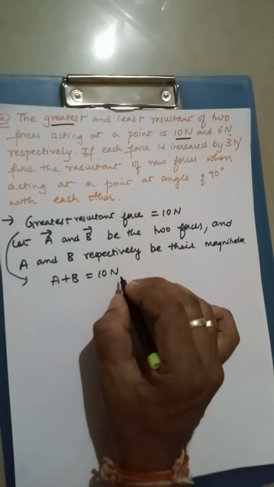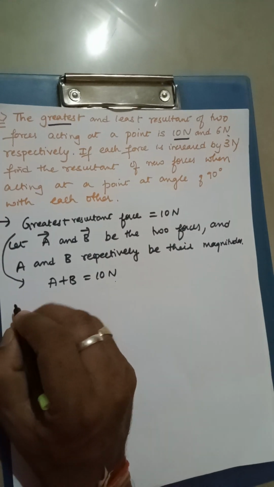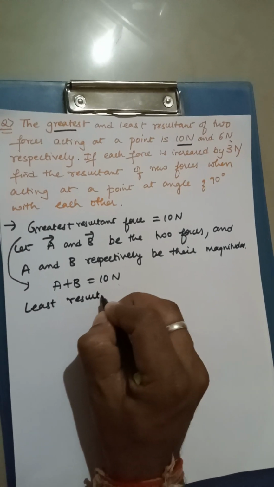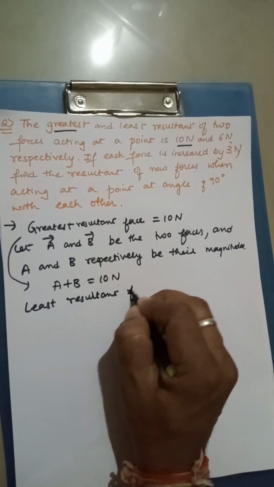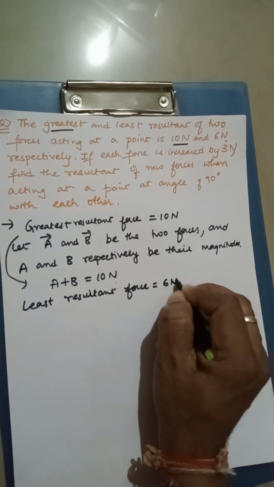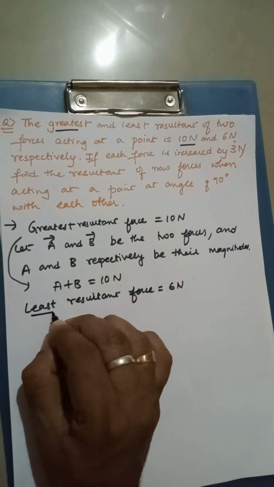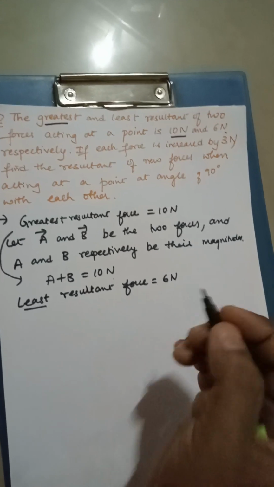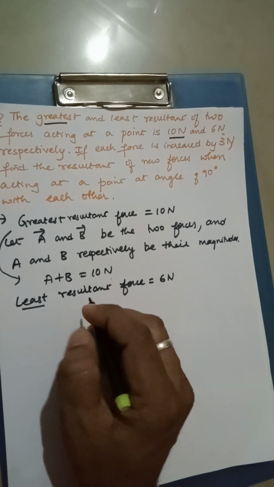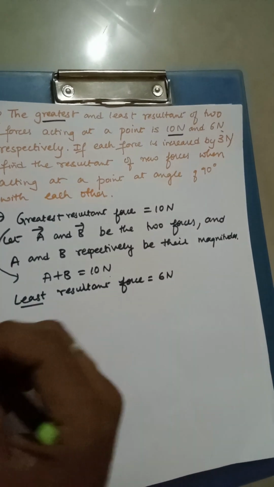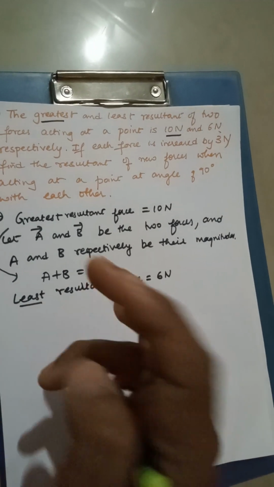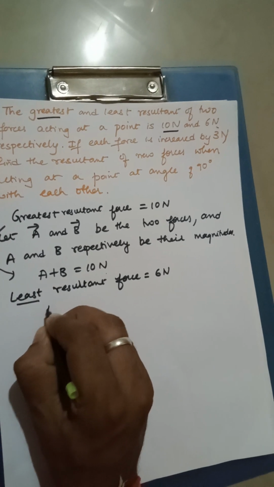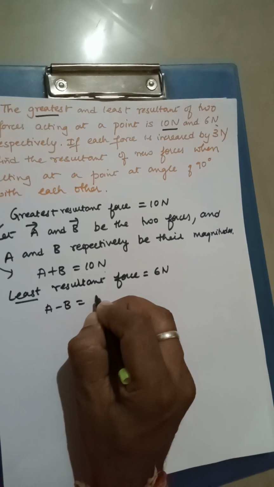Now they have also given the least resultant force, which is 6 newtons. The resultant force will be least when the two forces acting at a point are in opposite directions. To find the magnitude of the resultant force when the two forces are in opposite directions, we just need to subtract their magnitudes. So A minus B is equal to 6 newtons.